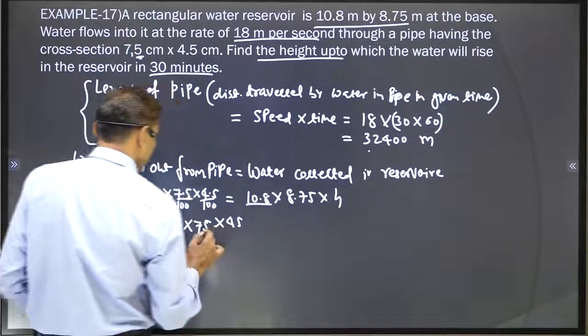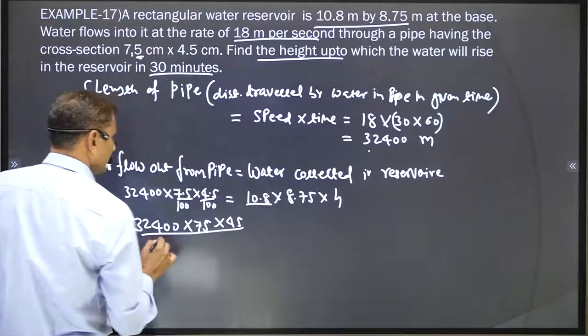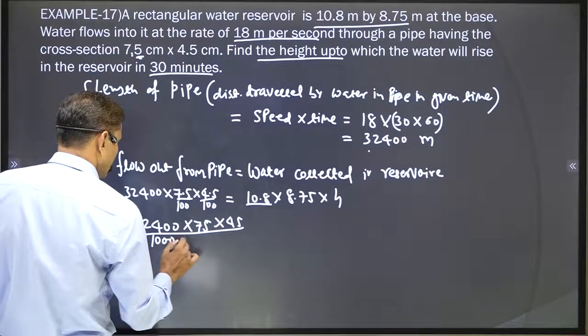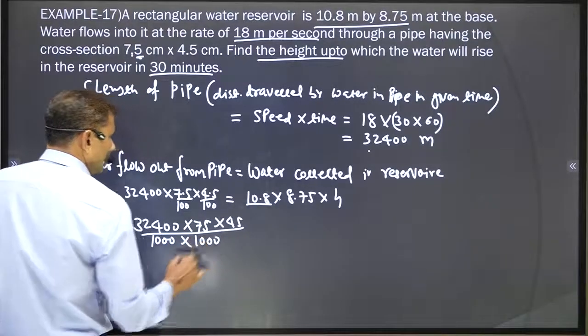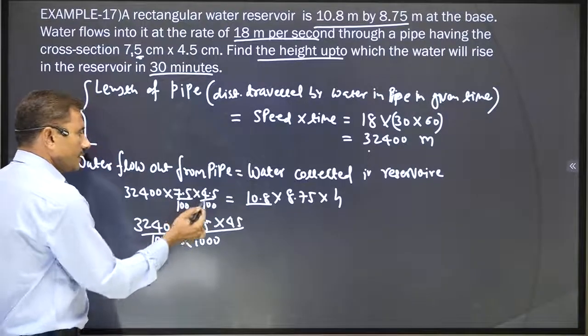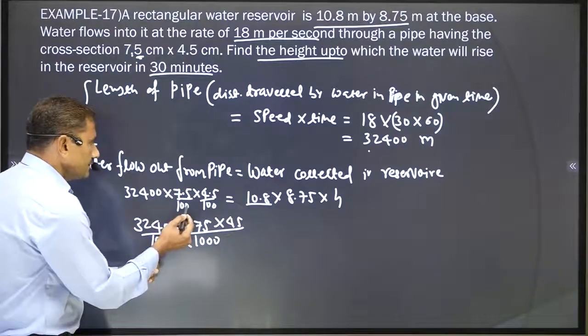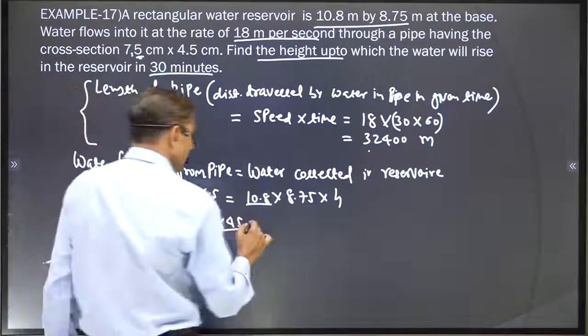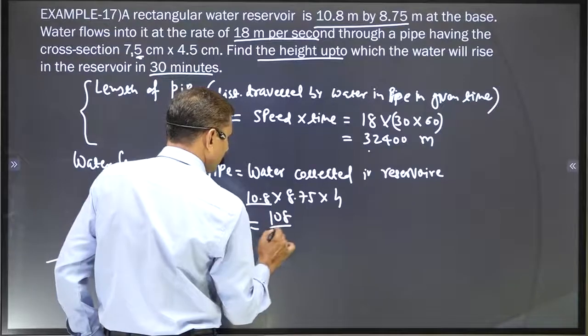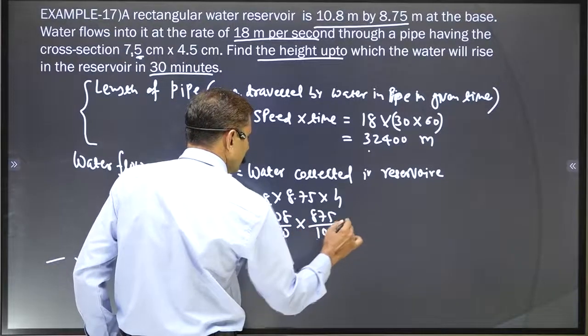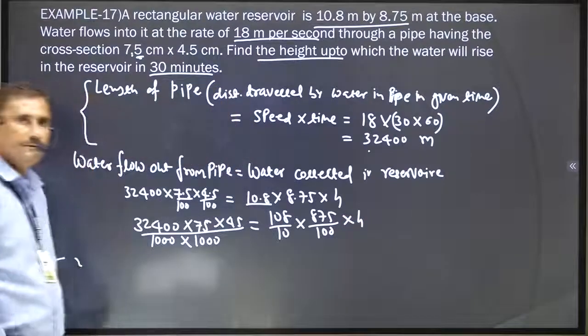Okay, next step only I will say. And here 1000 into 1000. Understand well. I place here 100 for converting into meter. Now I am removing the point also, so 10 extra, 10 extra here, and it is here 108 upon 10 and into 875 upon 100 into h. Now just shift them.